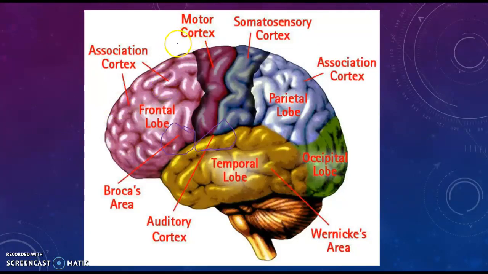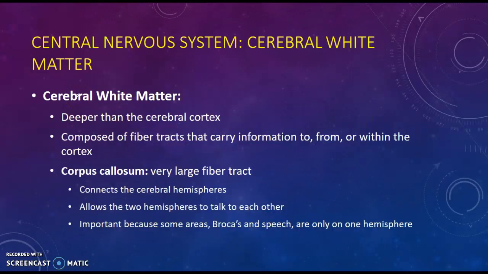And one more thing on this picture I want you to look at. This is your motor cortex and the sensory cortex. They literally make a headband kind of around the frontal lobe, and then the sensory cortex makes a headband around the parietal lobe. All right, next we're going to go deeper and we're going to talk about the white matter.